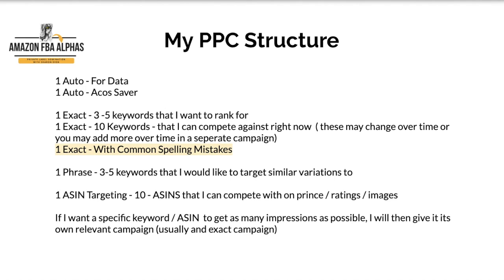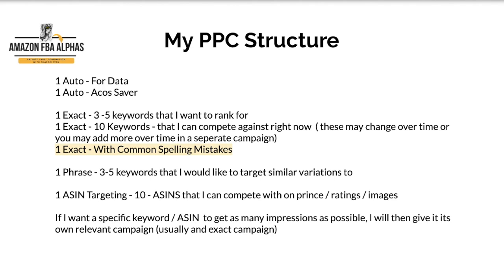I usually don't run both a phrase and a broad, so you can do this in either phrase or broad and see which one works out best for you. If you tried phrase, and you've tried different types of keywords and it's not working out for you, then you can move that into a broad, or the opposite. I'll talk more about this with the keywords in the next video. And then I'll have one ASIN targeted campaign, which will have a maximum of 10 ASINs that I can compete against on price, ratings, or images.